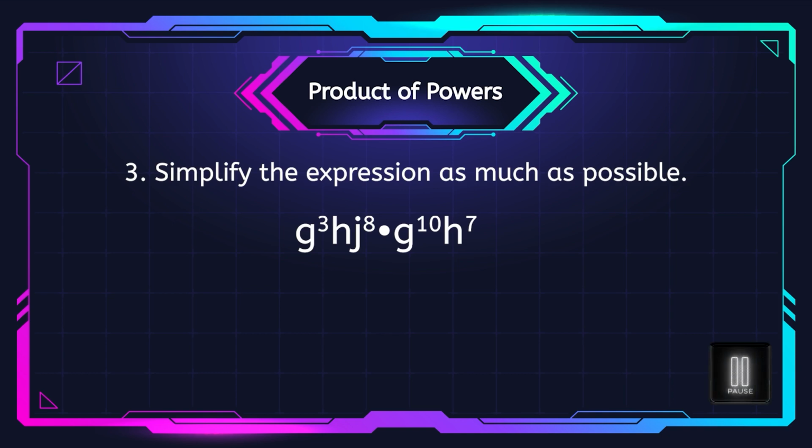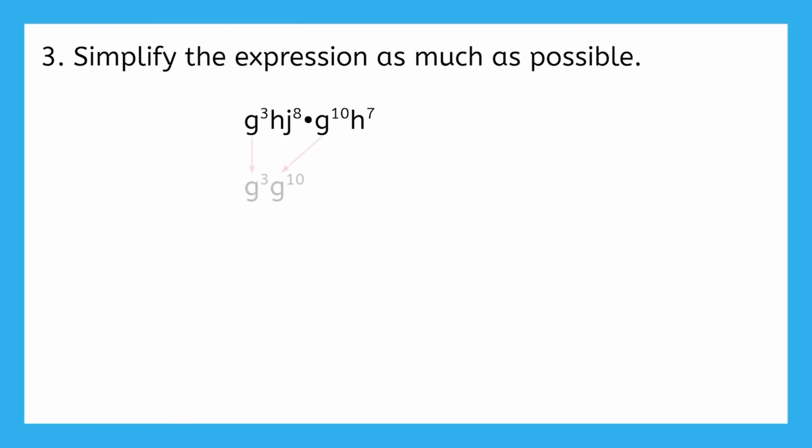Pause the video now to rewrite the expression in your guided notes. For the g's, we have g cubed and g to the 10th. For the h's, we have just a plain old h and h to the 7th. For the j's, we have j to the 8th and, oh, that's actually the only j. Do you think that's a problem? No, not at all. In fact, it means that the j part of the expression is already simplified.